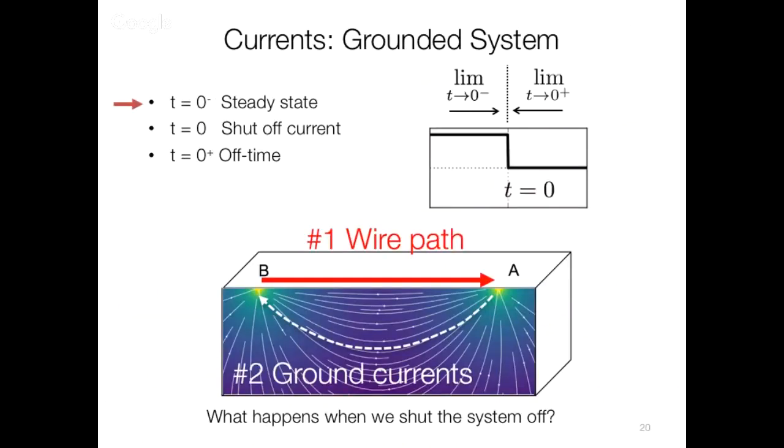So we're going to start with this. We've got an A electrode here, and a B electrode here. And for DC resistivity, the current goes like that. And then we've got a generator that pushes it back here. So that's our circuit. This is what's happening prior to the shutoff. That's the steady state.